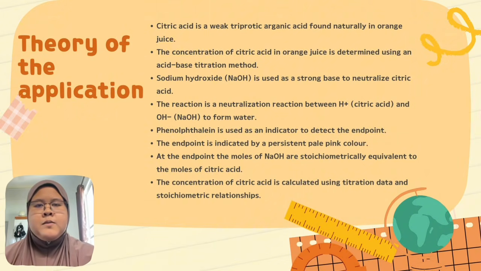In this experiment, sodium hydroxide, a strong base, is used to neutralize the citric acid present in the sample. At the endpoint, the moles of sodium hydroxide used are stoichiometrically equivalent to the moles of citric acid present in the orange juice. This relationship is used to calculate the concentration of citric acid in the sample.